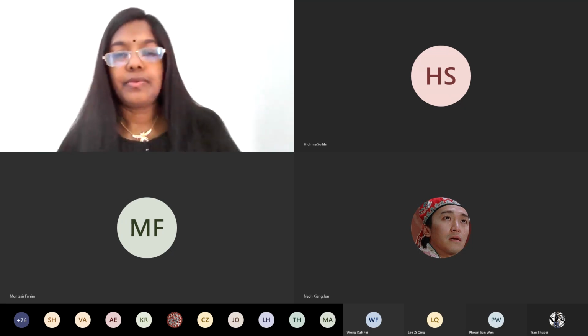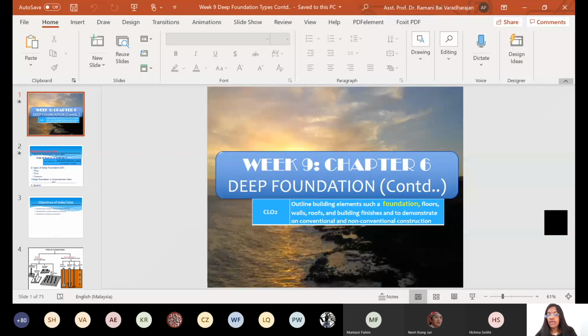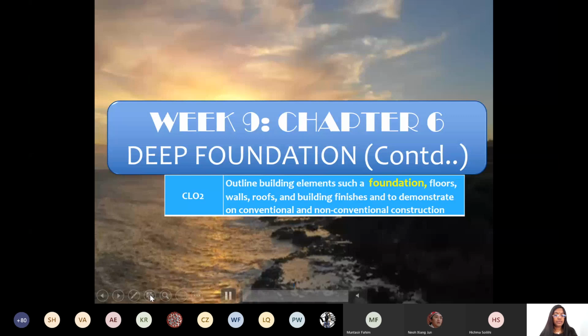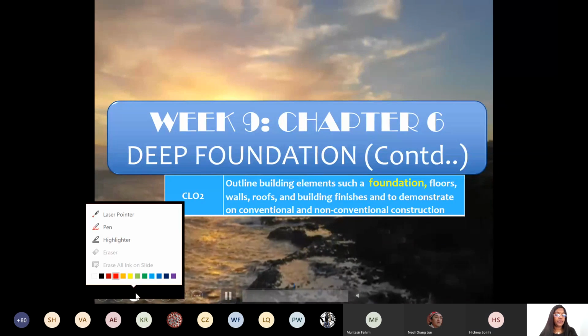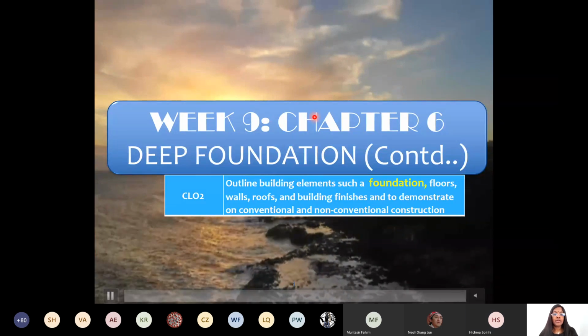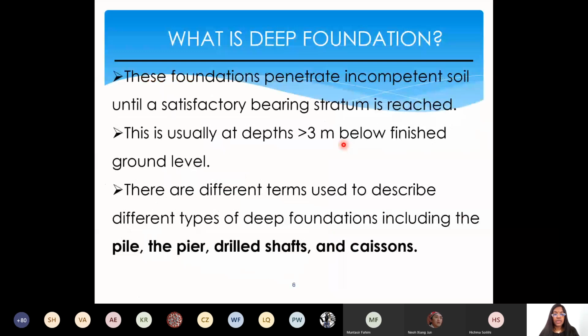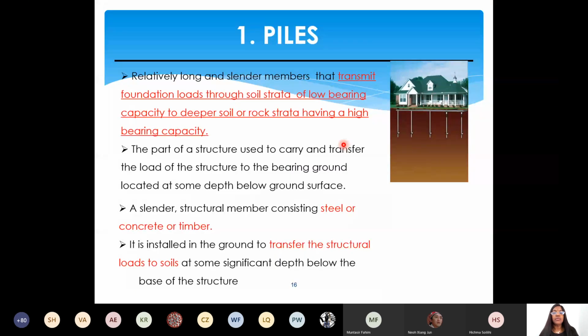Okay. Deep foundation. Can you see the slide on deep foundation? Yes, Miss. Okay, thank you. One. I will start with the most important three types.